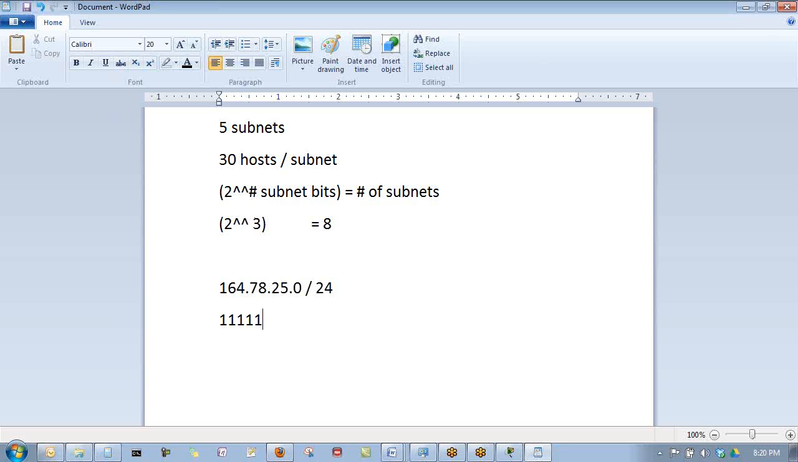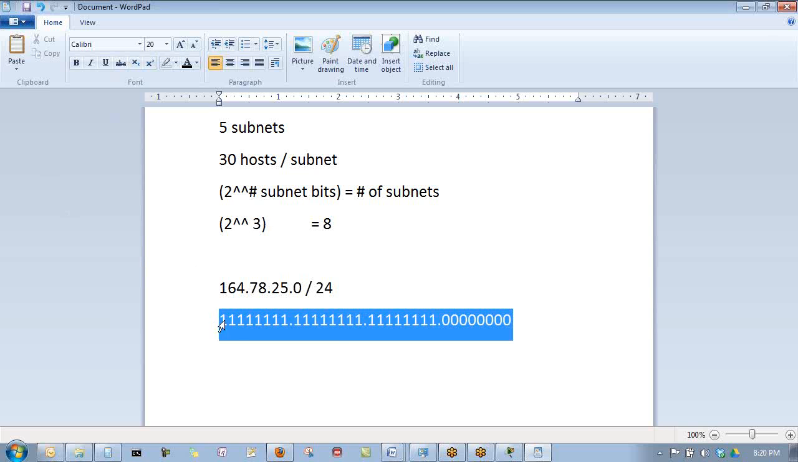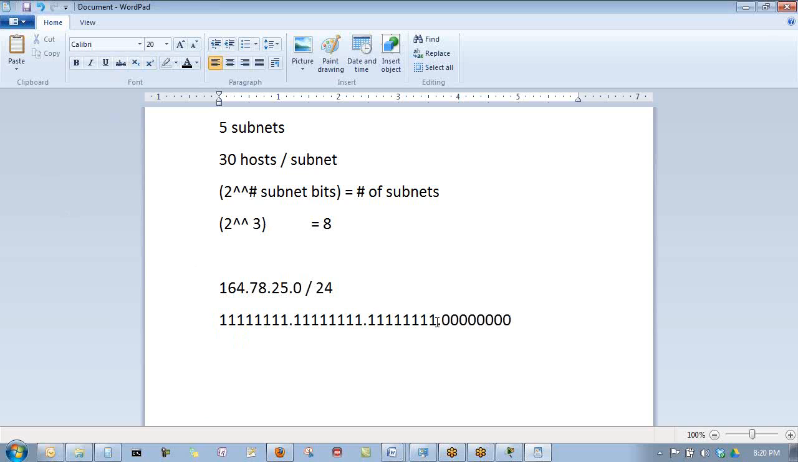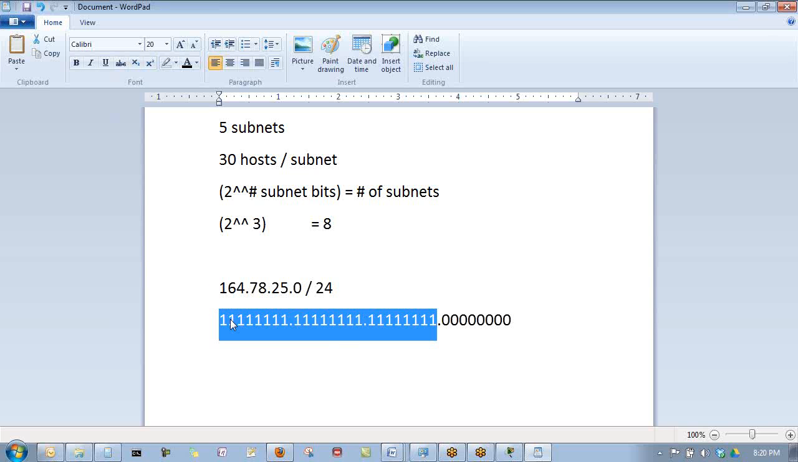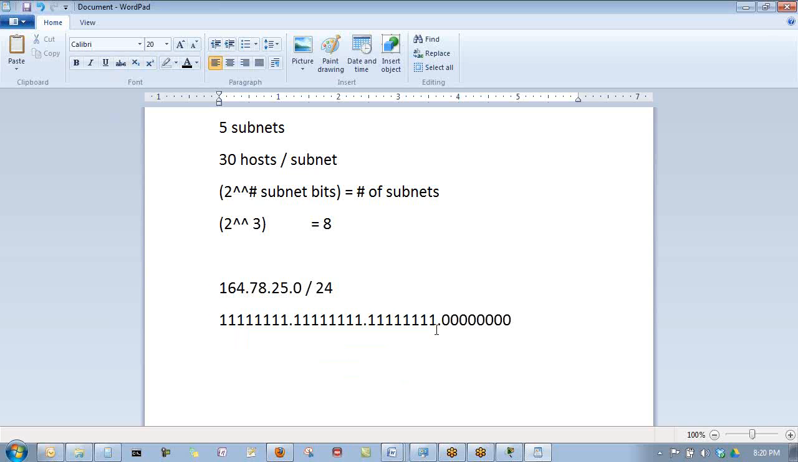So, if we go down and we write out our subnet in binary: 1, 2, 3, 4, 5, 6, 7, 8, four times. So how many ones do I have there? 24. I have 24 ones, okay?